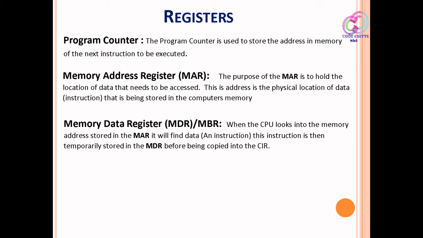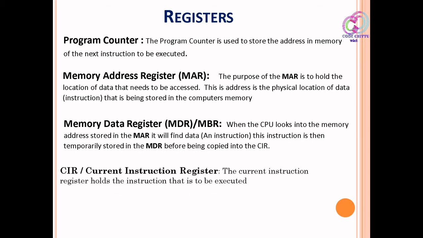So in the MAR we store the address, and the contents present at that address are stored in the MBR. When the CPU looks at the memory address stored in the MAR, it finds the data or instruction, which is then temporarily stored in the MDR from the RAM before it is stored into the CIR. So from the program counter it goes to the MAR, from the MAR it searches for that instruction, and that instruction is stored in the MDR, and from the MDR it goes to the CIR. The CIR is present in the control unit.